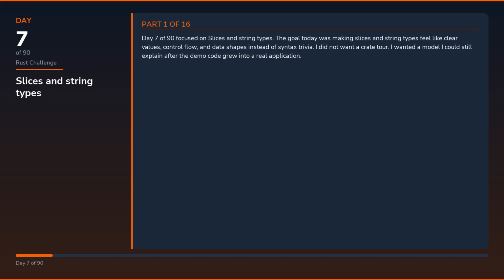Day 7 of 90 focused on slices and string types. The goal today was making slices and string types feel like clear values, control flow, and data shapes instead of syntax trivia. I did not want a crate tour. I wanted a model I could still explain after the demo code grew into a real application.